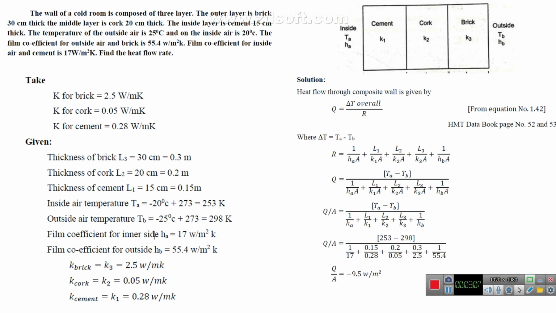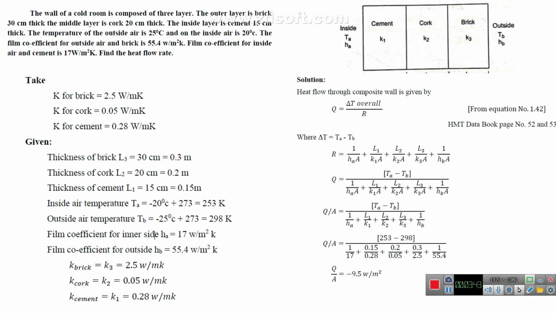The brick conductivity value is 2.4 watt per meter Kelvin, the cork conductivity value given is 0.05 watt per meter Kelvin, and the cement conductivity value given is 0.28 watt per meter Kelvin. Okay, these are the conductivity values. Then the temperature is given. The temperature of the outside air is 25 degrees Celsius, and the inside air temperature is 20 degrees Celsius.